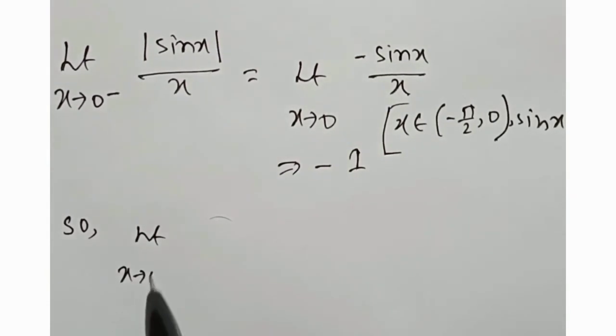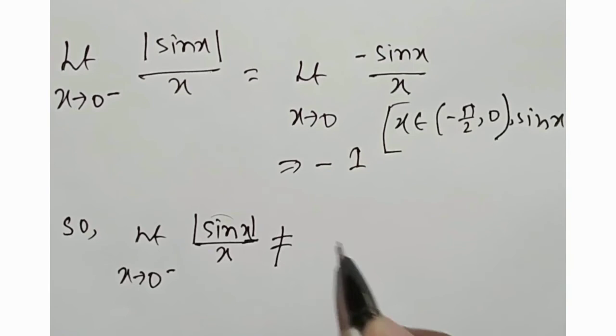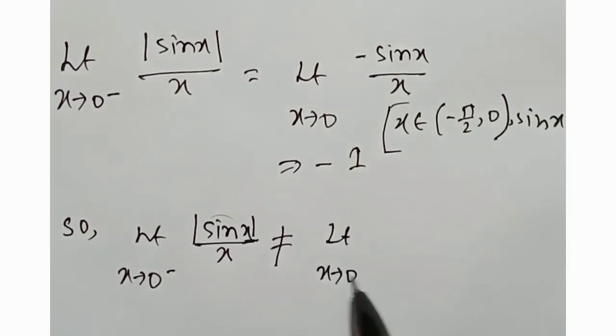So limit x tends to 0 minus mod sin x by x is not equal to limit x tends to 0 plus mod sin x by x. So here the limit does not exist.